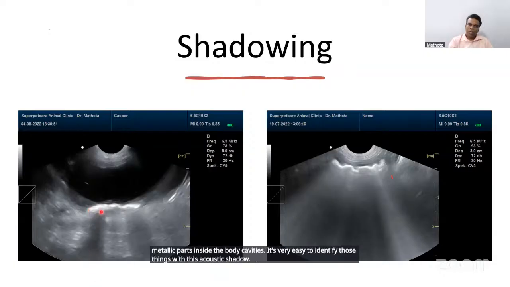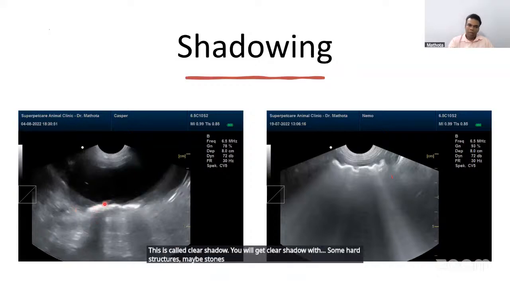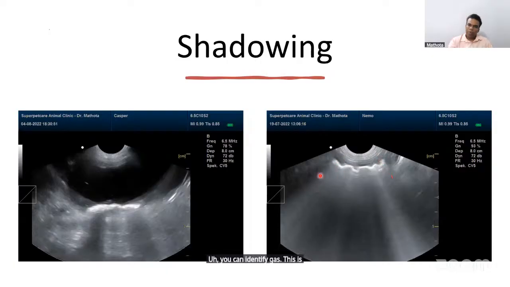This is called clear shadow. You will get clear shadow with some hard structures, maybe stones or a metal part or something like that. But if you have gas, you will get this type of artifact. This is called dirty shadow. This is the comet tail artifact or dirty shadow. So here you can identify gas. This is inside the stomach, you have gas. This shadow helps us to identify that.